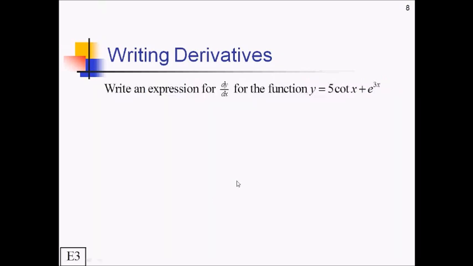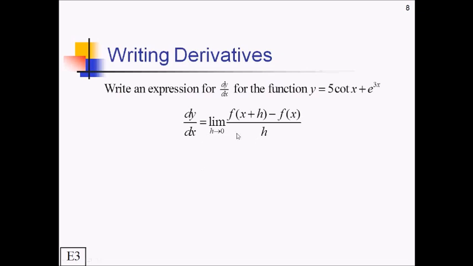We're going to do another one of these types of problems. I've just kind of worded it a little differently here. Write an expression for dy over dx for y equals 5 cotan of x plus e to the 3x. And just like the last one, don't bother trying to actually take the limit, just write it out. All right, let's see how this one went.